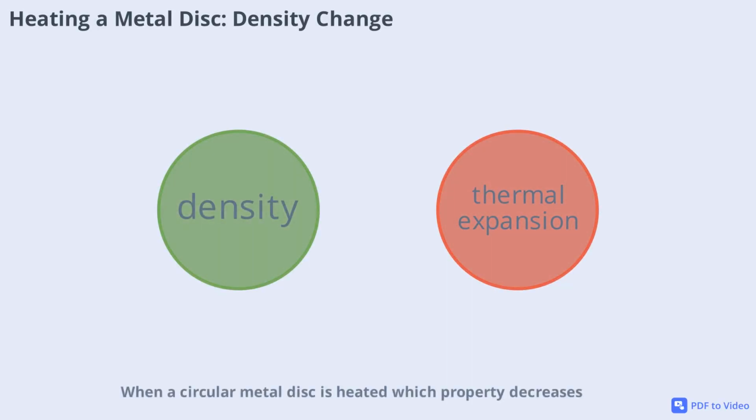When a circular metal disk is heated, which property decreases? The answer is density. We'll explain that as the disk expands, its volume increases while mass remains constant, leading to a decrease in density. This principle is important in material science and engineering applications.